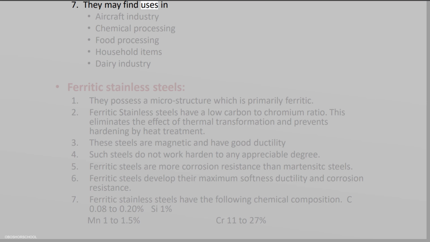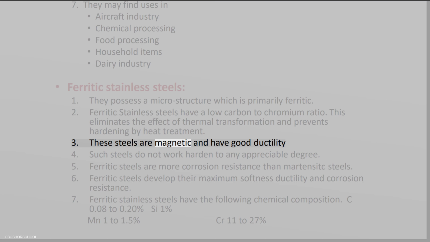They may find uses in aircraft industry, chemical processing, food processing, household items, dairy industry. Ferritic stainless steels. 1. They possess a microstructure, which is primarily ferritic. 2. Ferritic stainless steels have a low carbon to chromium ratio. This eliminates the effect of thermal transformation and prevents hardening by heat treatment.